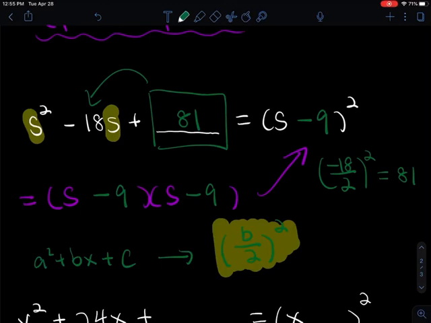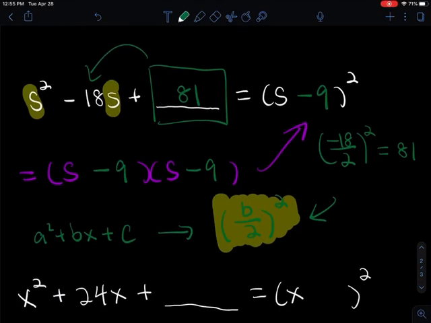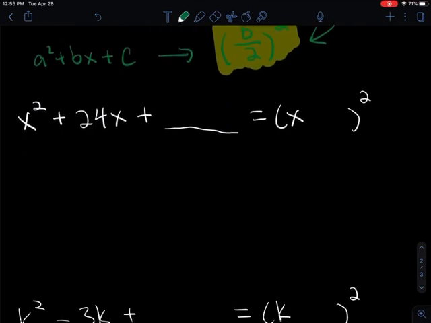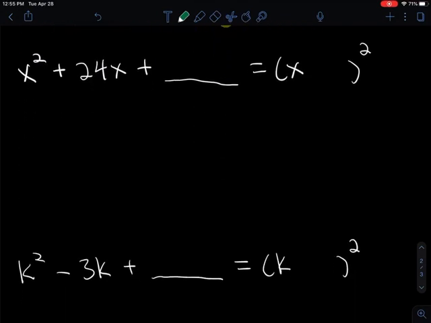Okay, so this right here, the one that's highlighted, is kind of the magical formula to completing the square. You take your b value, divide it by 2, and then square it. Okay, so let's go ahead and try just 2 more to see how this works. And if you like, you can actually pause the video right now and try these 2. And again, the goal is to complete the square.